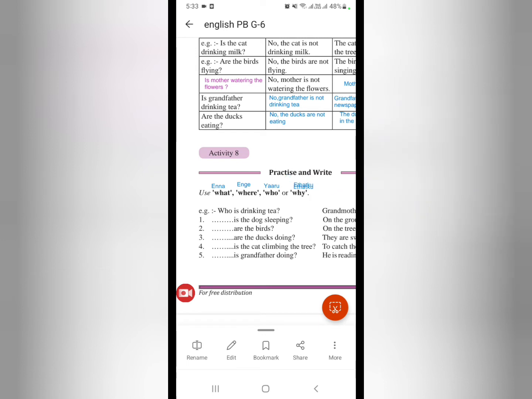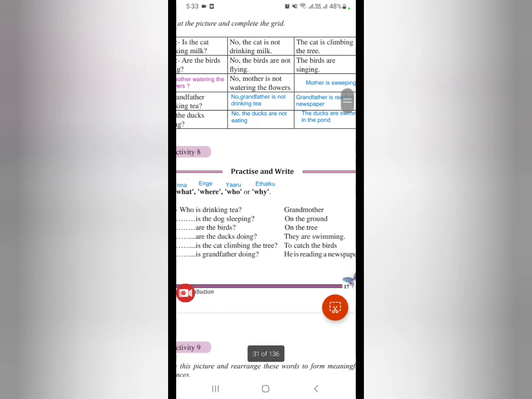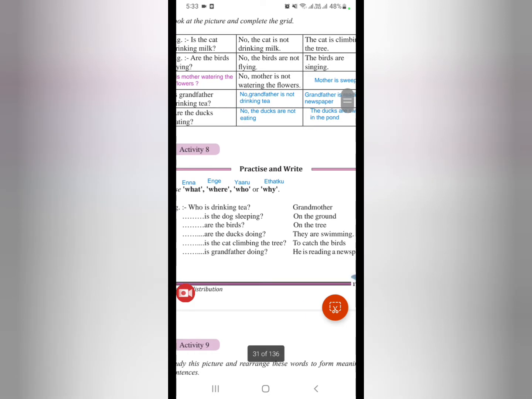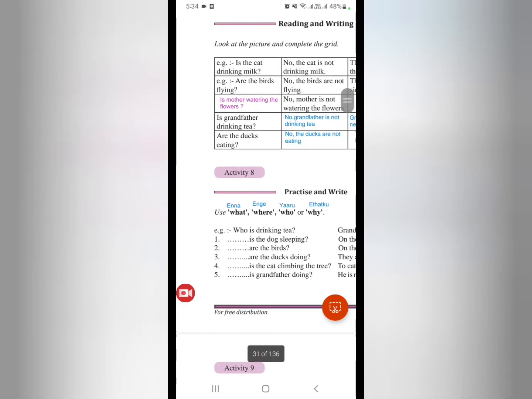Okay. Now I have given the exact meaning of this English word by using Tamil. Now, who is drinking tea? Grandma. Like that, by using these answers, we should fill the blank. Okay. Dash is the dog sleeping on the ground. On the ground means it's a place. Then what will you use? Where? Where is the dog sleeping?